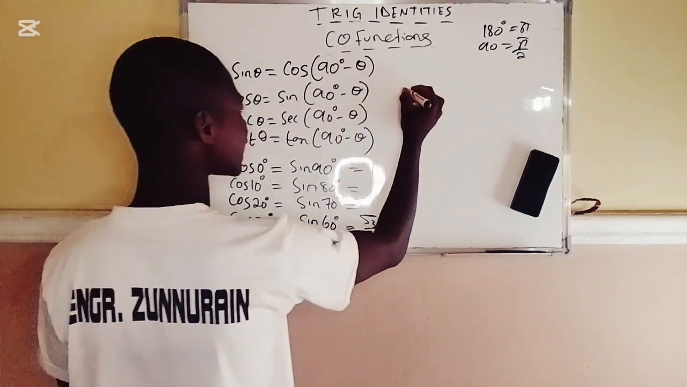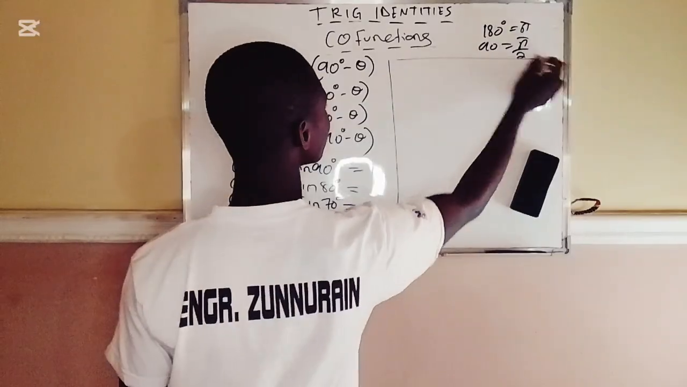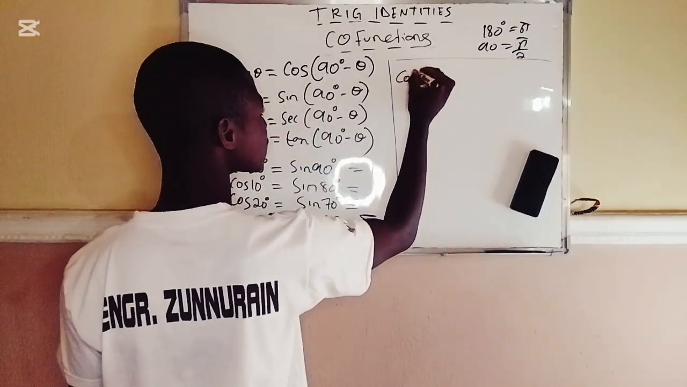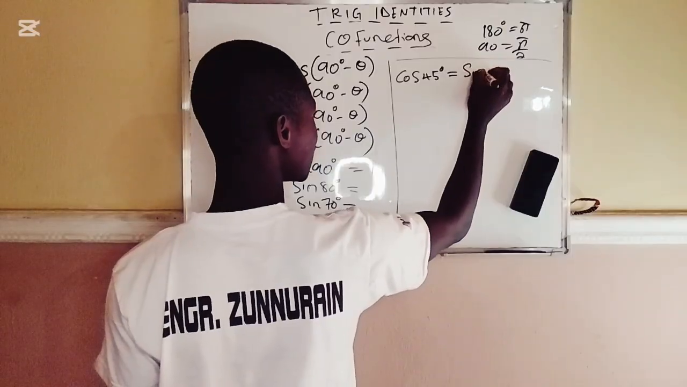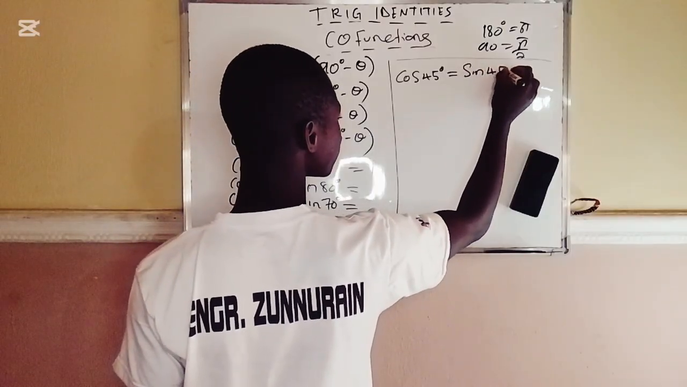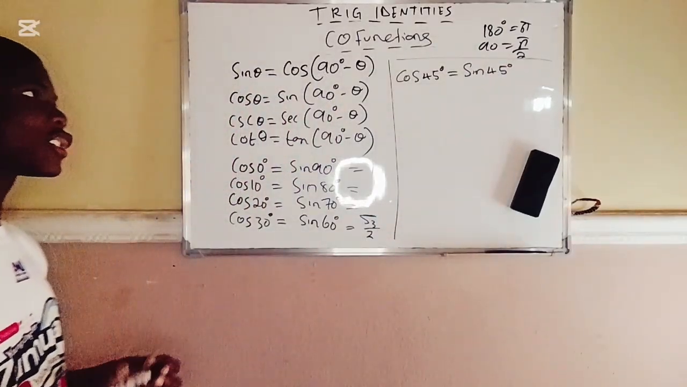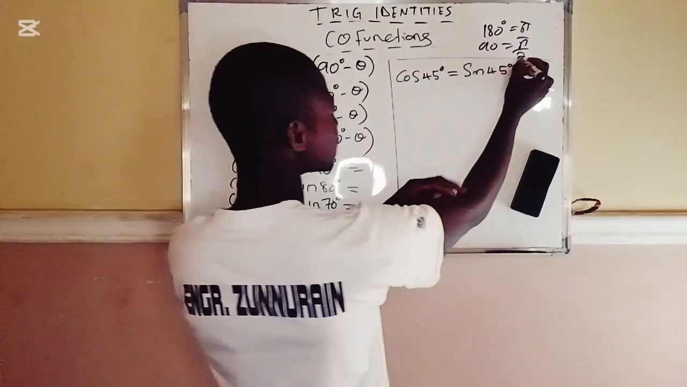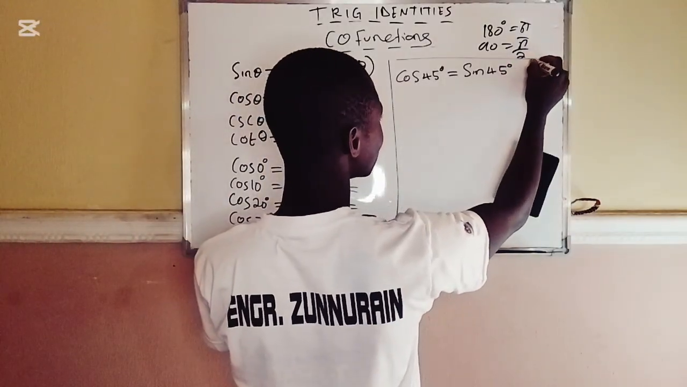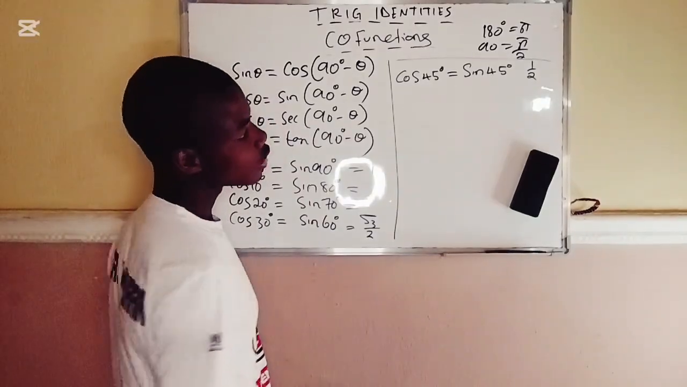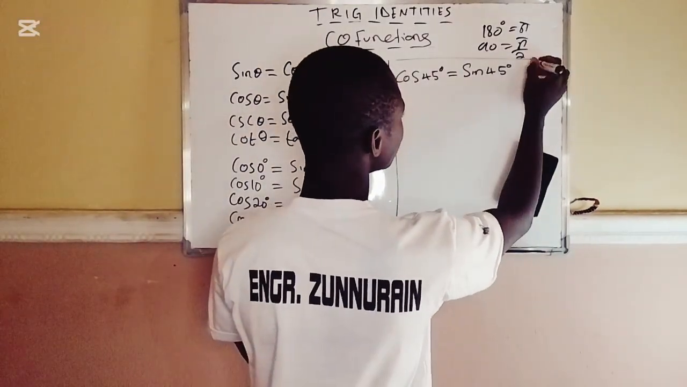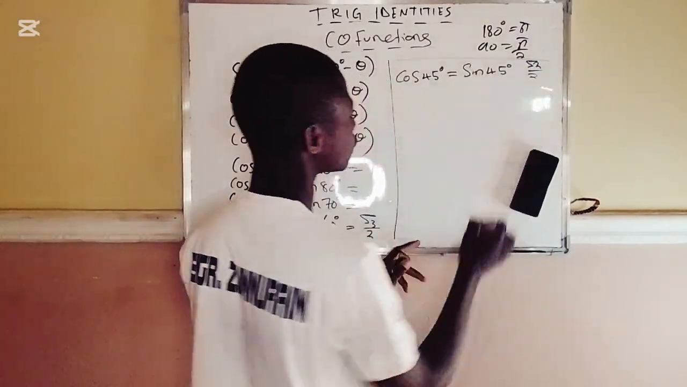And also if I take cos 45 degrees, the same thing as sine of 45 degrees. Also it will be the same as, I think it will be 1 over 2. Sorry, not 1 over 2. Root of 2 over 2.